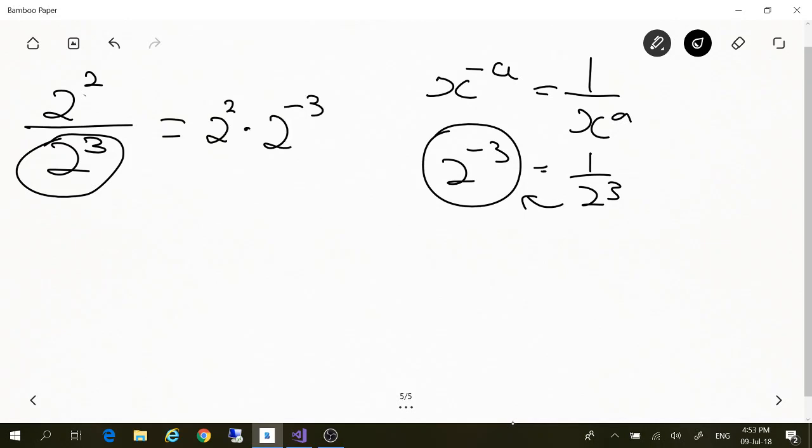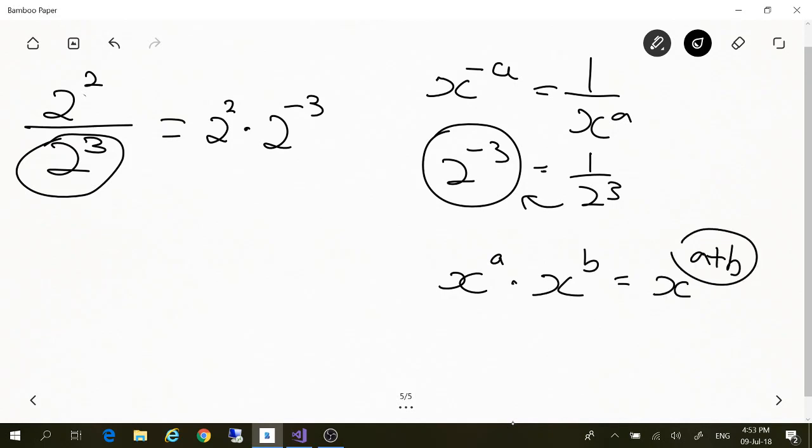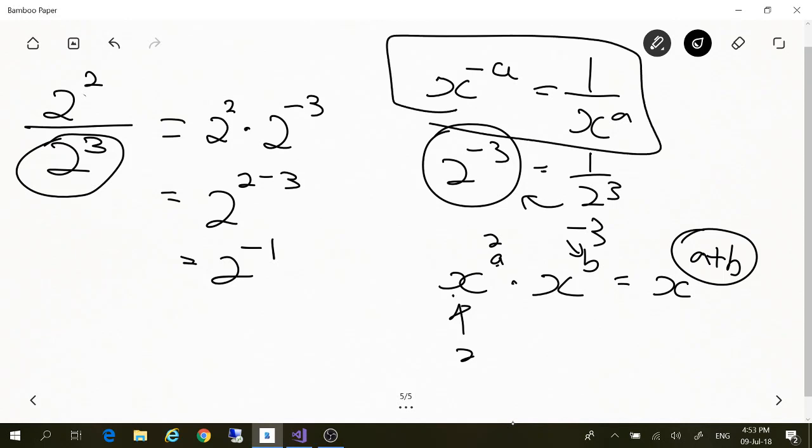And when you apply the previous formula, x to the power a times x to the power b equals x to the power a plus b, you see the x here is 2, the a here is 2, the b here is minus 3. So this equals 2 to the power 2 minus 3, which is 2 to the power minus 1, and we apply the second formula again. This equals 1 over 2. So far so good.